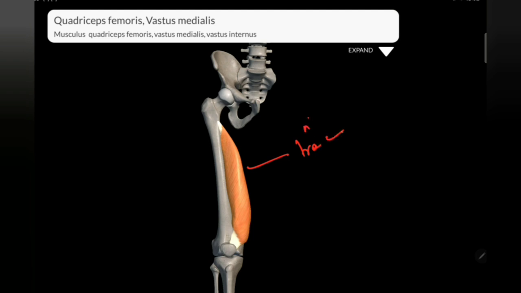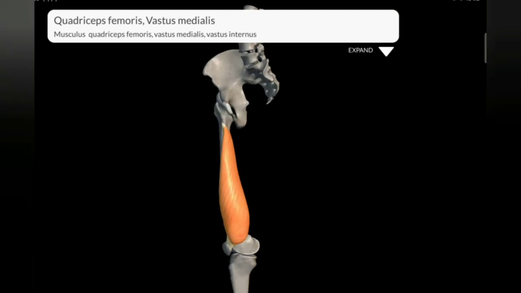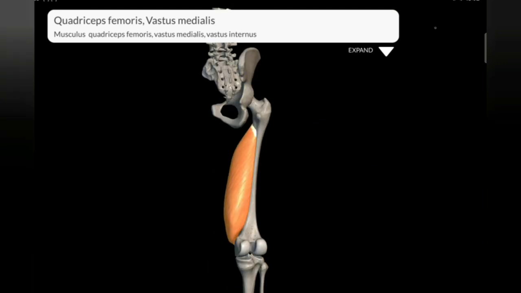Similar to this, we are seeing vastus medialis. Similarly to the lateralis, it also originates from the intertrochanteric line, right? I'm not writing the spiral line. Then it also originates from the medial lip of linea aspera, and from the medial supracondylar line. So these are the origins of the vastus medialis.